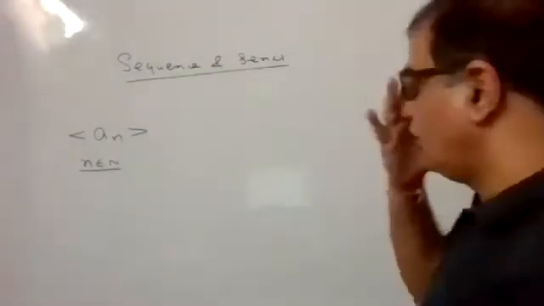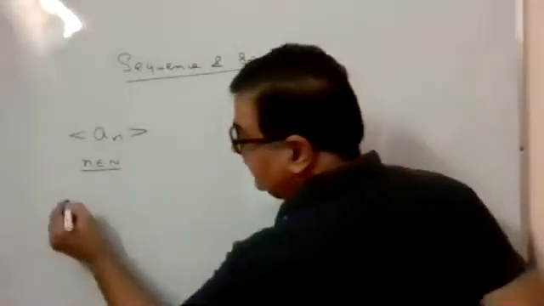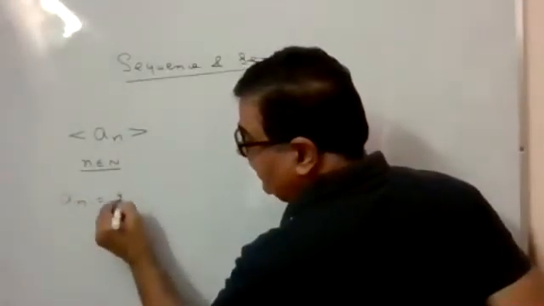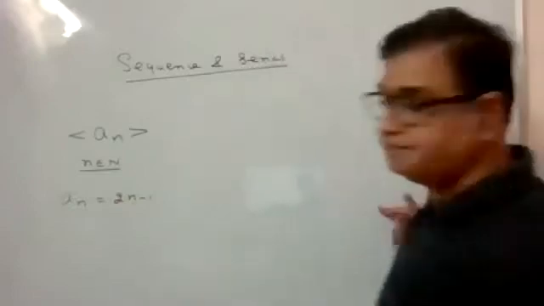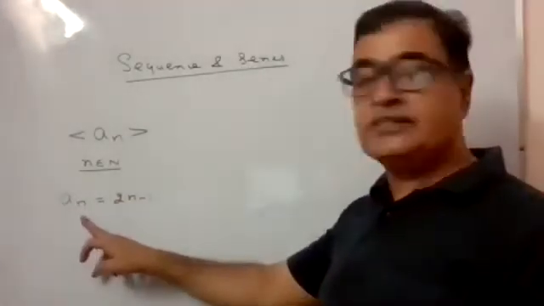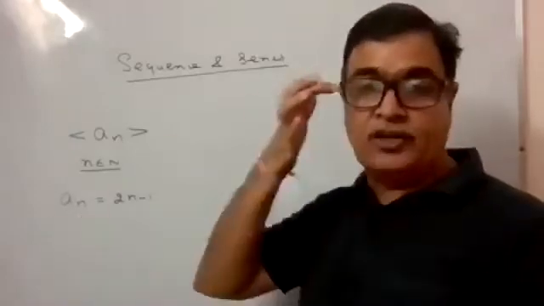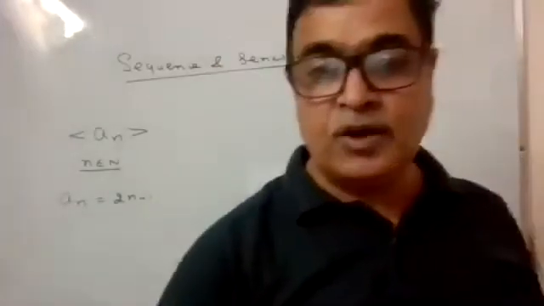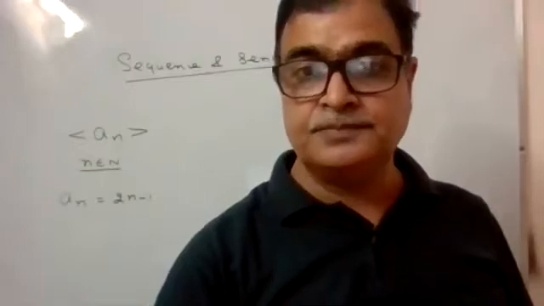Just check here. For example, if I say AN is given as 2n minus 1. This is AN given. That means this AN is a function depending on natural number, and we are going to place the natural number here.